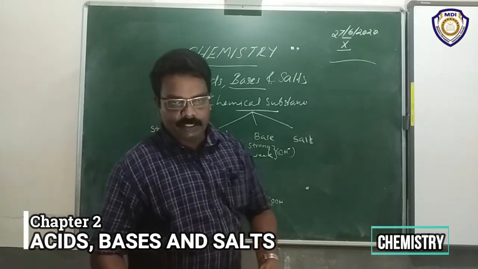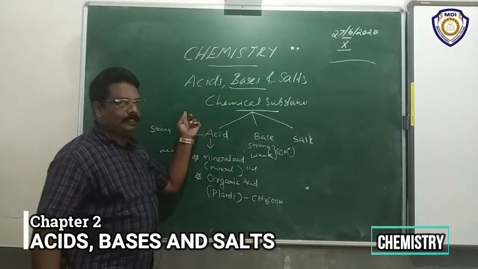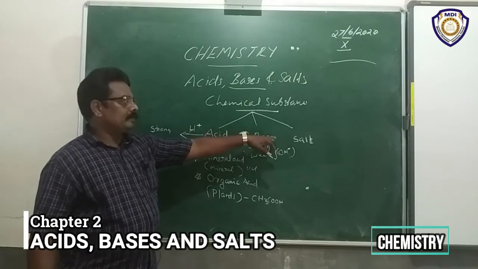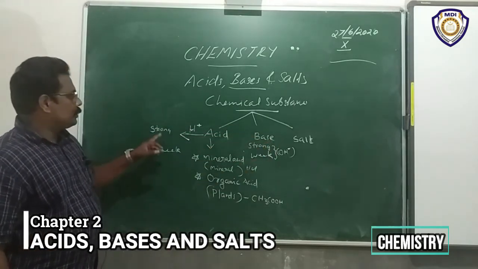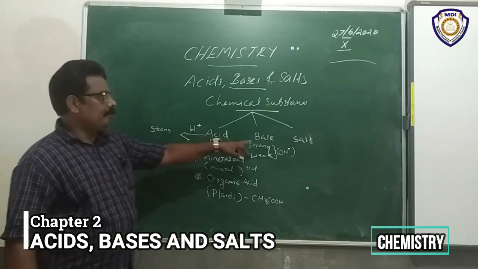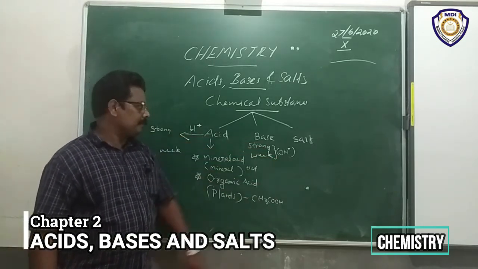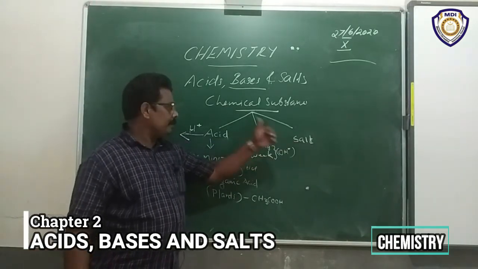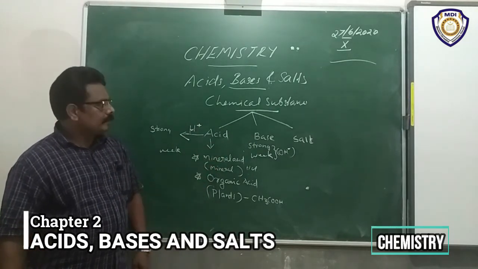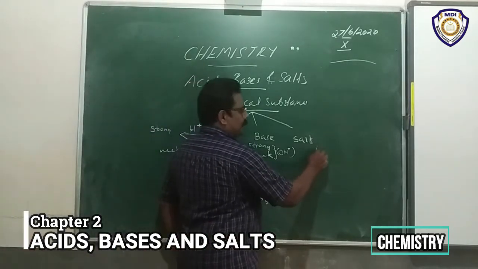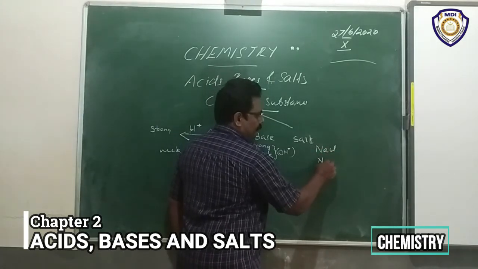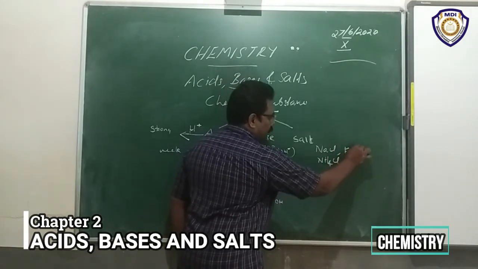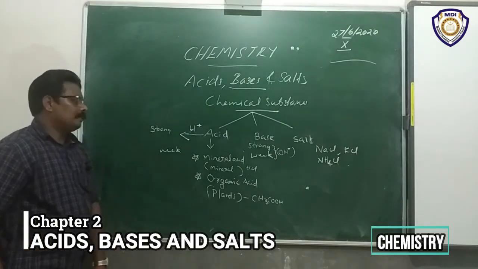Now we can recall all those things once again. First of all, acid has a sour taste, and a base has a bitter taste. Acids give H plus ions in aqueous medium, and bases give hydroxide ions in aqueous medium. Salts are compounds formed by the reaction between an acid and a base. Some examples are NaCl, NH4Cl, KCl and so on.